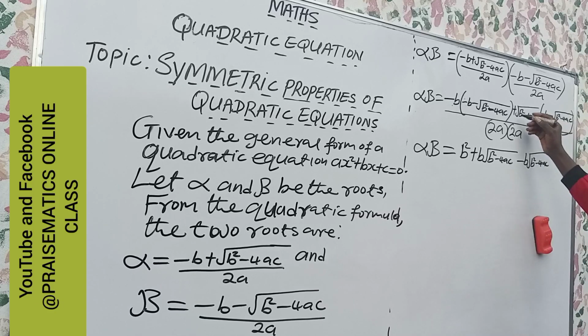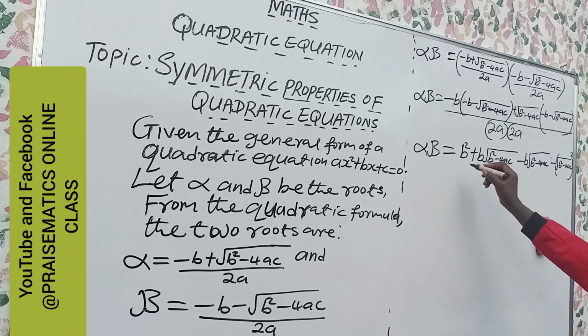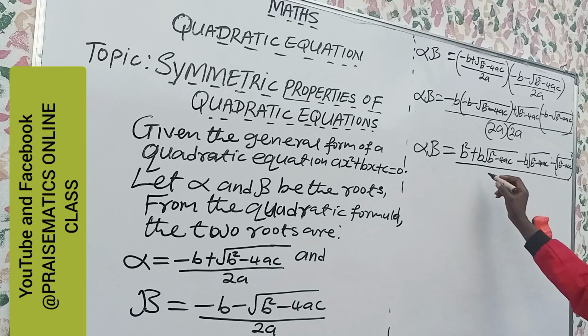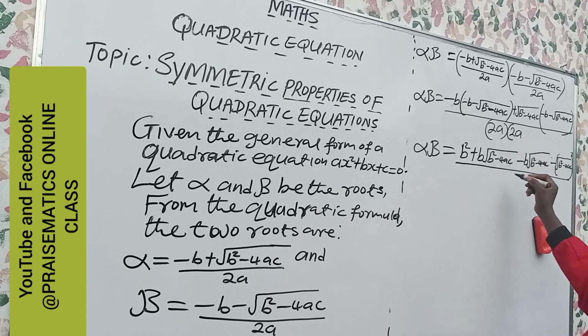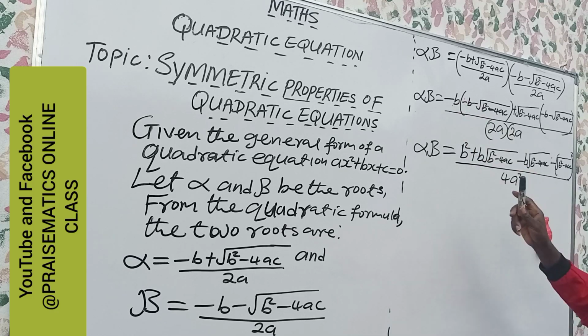Now this function times the whole function will give us minus square root of b square minus 4ac, all square, all over 2 times 2, which is 4, and a times a gives us a square. So we multiply b. Look at what we do.